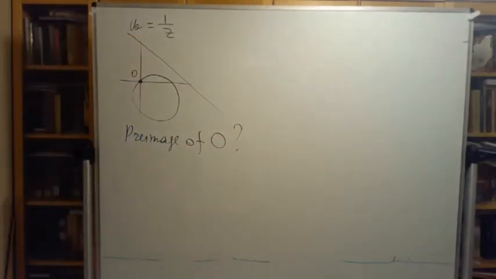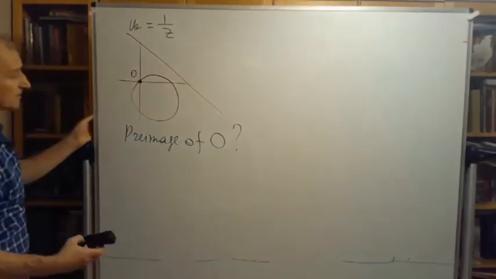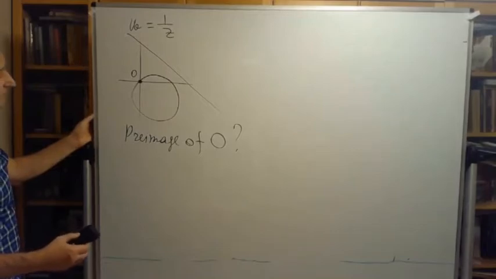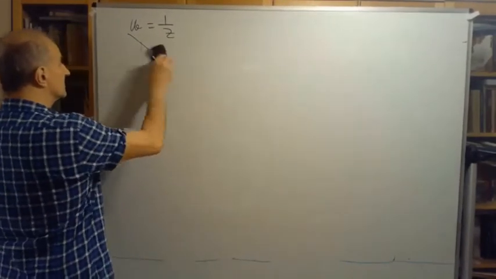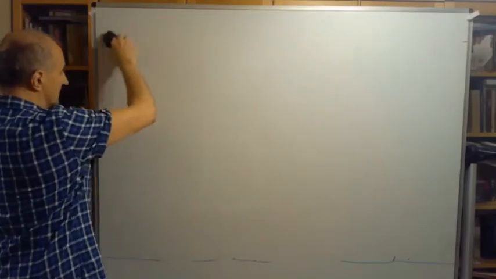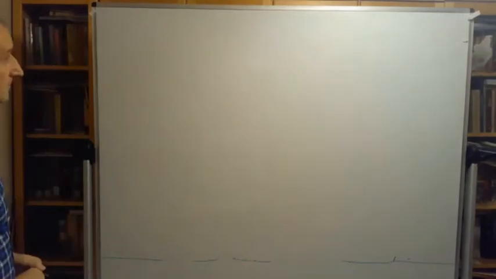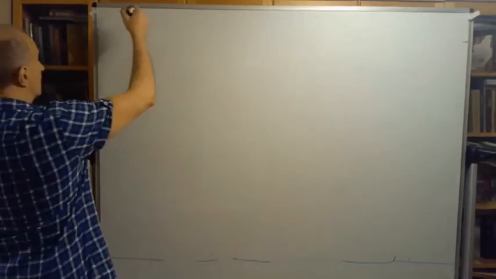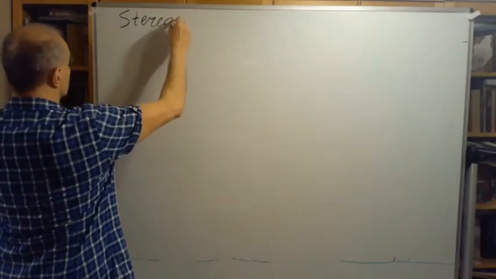That's a painful question. We don't know yet. And our transformation must be one-to-one, so every point must have exactly one preimage, right? Our transformation is a bijection of the complex plane onto itself. So let's do something interesting. This interesting thing is called stereographic projection.